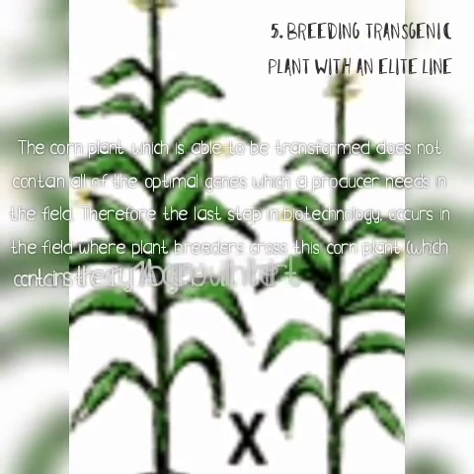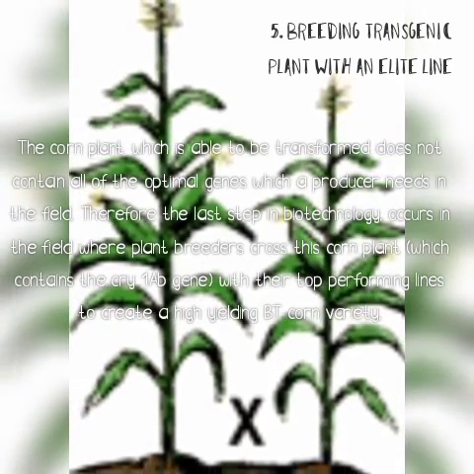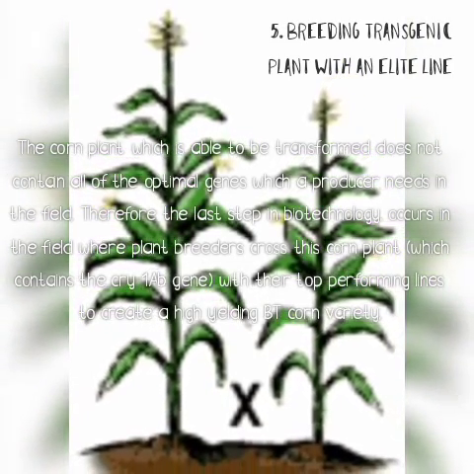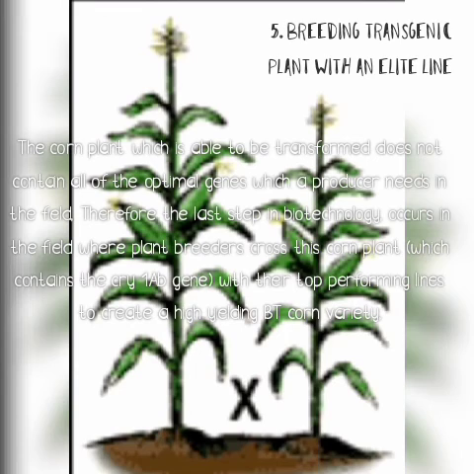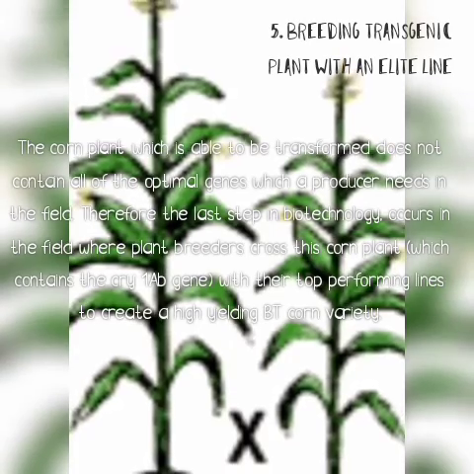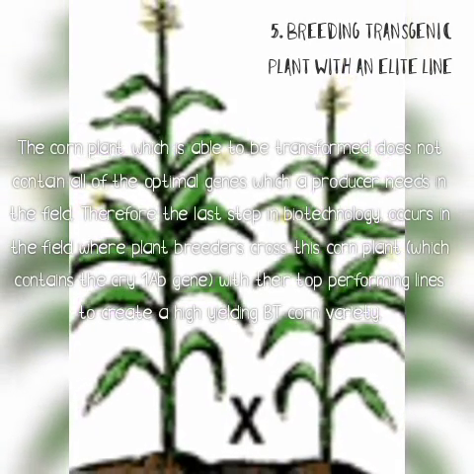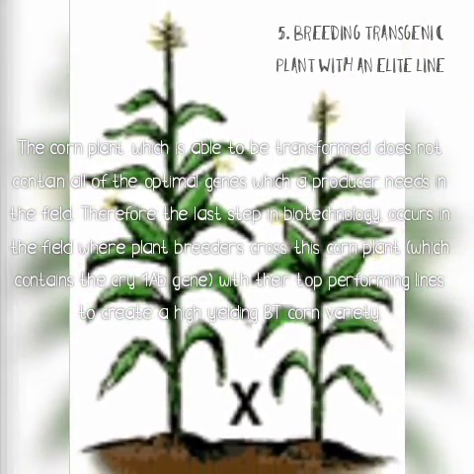The corn plant which is able to be transformed does not contain all of the optimal genes which a producer needs in the field. Therefore, the last step in biotechnology occurs in the field where plant breeders cross this corn plant, which contains the Cry1a flat gene, with their top performing lines to create a high-yielding Bt corn variety.